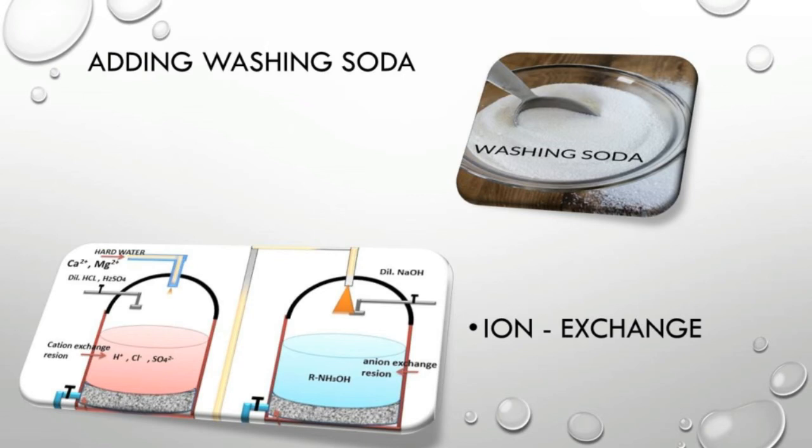The next method is ion exchange. Another method used to remove the hardness of water is to pass it through a column of ion exchange resins, where calcium and magnesium ions get replaced by sodium ions. This converts hard water into soft water.